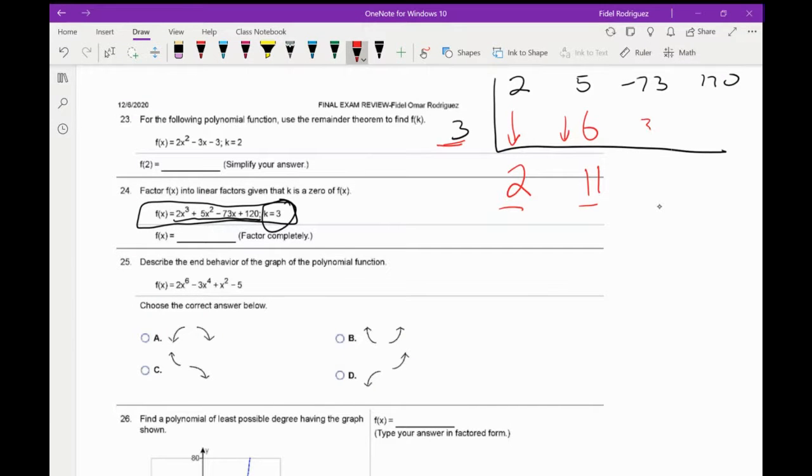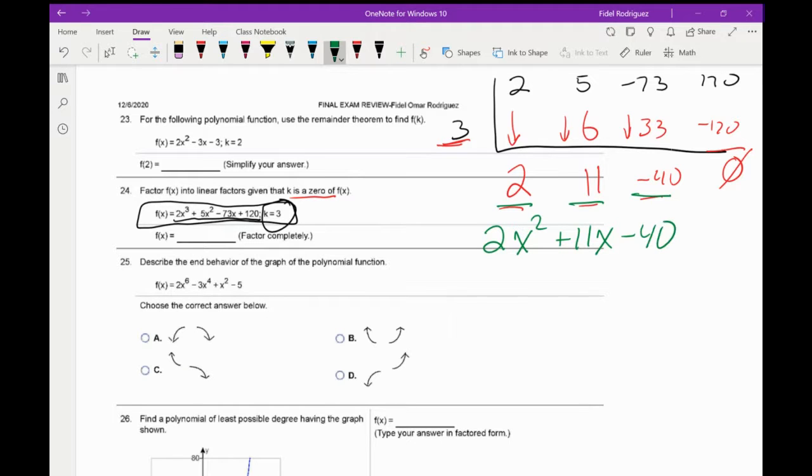3 times 11 is 33. We're going to add down. That's going to give me a negative 40. We're going to multiply again. That's going to give me a negative 120. And there's my remainder of 0, which is good. We should be getting 0 because it told us that it was a 0 of the function. So now I'm going to use these numbers to rewrite the rest of my polynomial. So now we have 2x squared plus 11x minus 40.